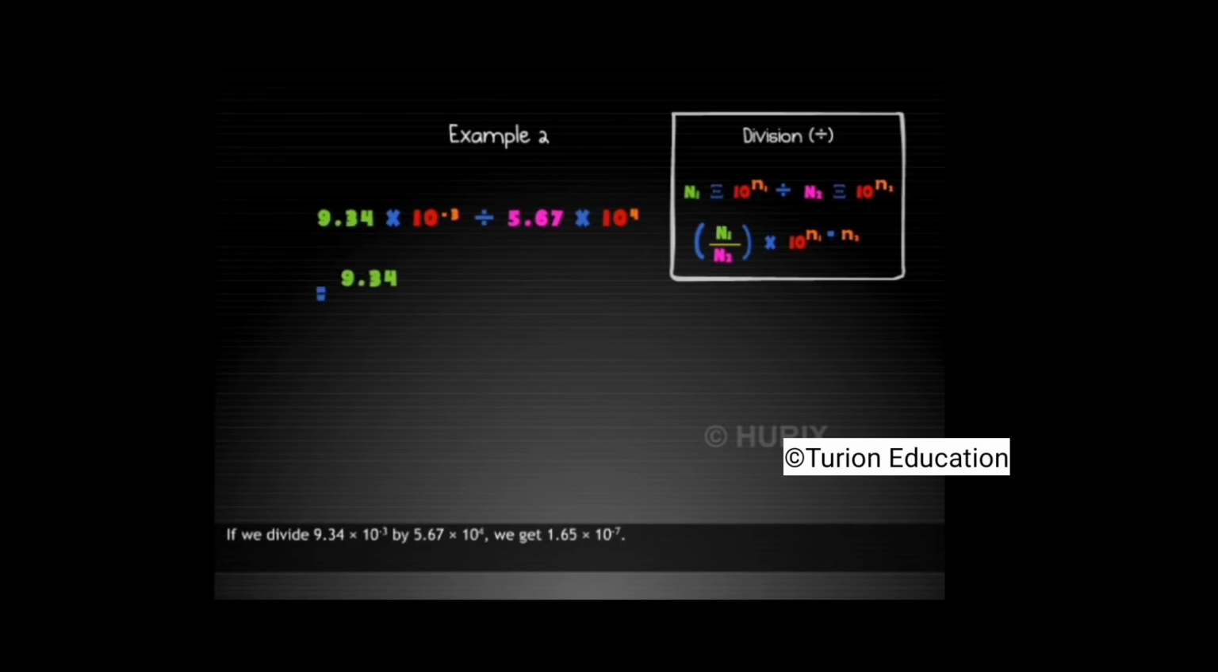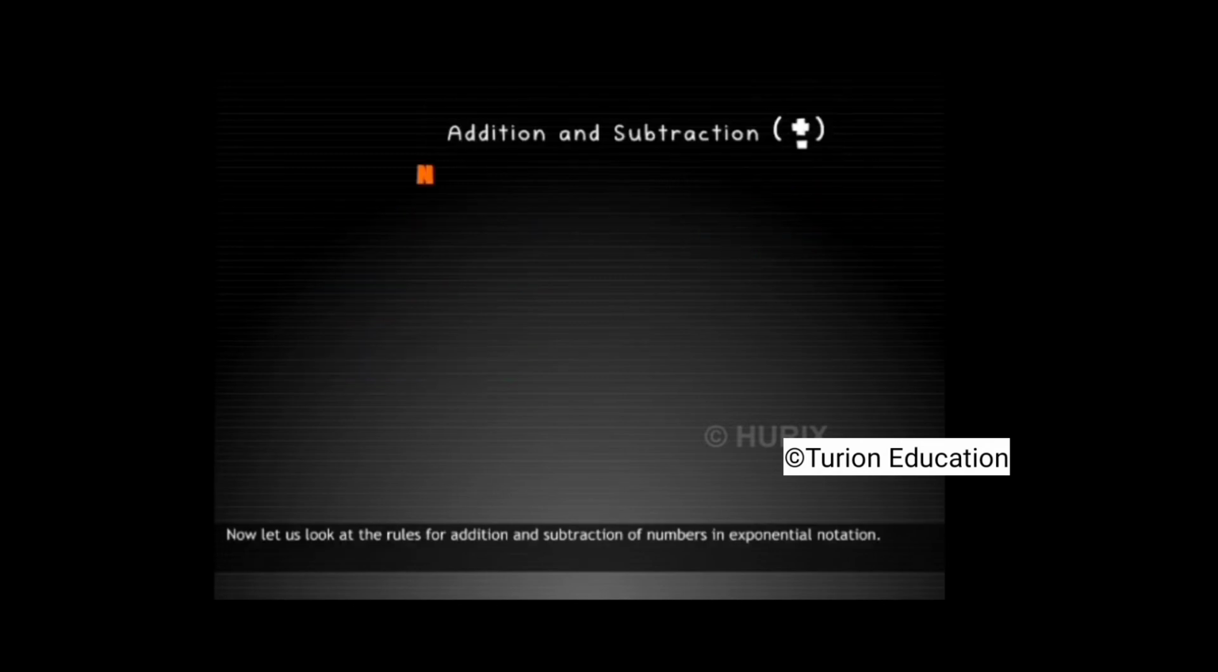If we divide 9.34 into 10 raised to minus 3 by 5.67 into 10 raised to 4, we get 1.65 into 10 raised to minus 7. Now let's look at the rules for addition and subtraction of numbers in exponential notation.